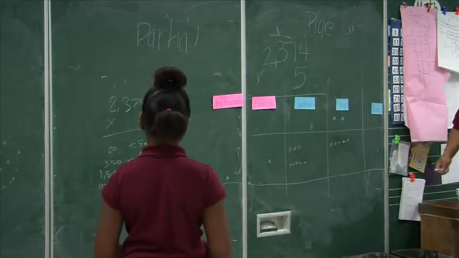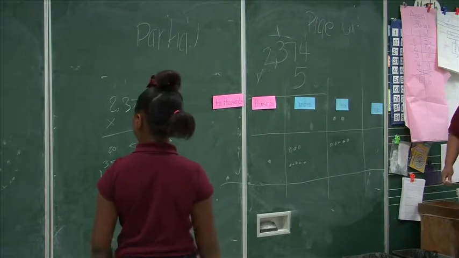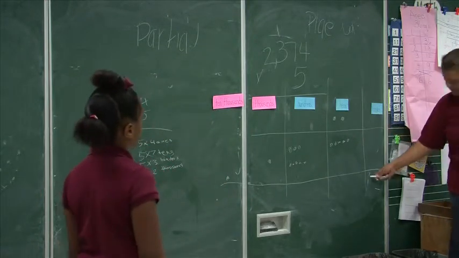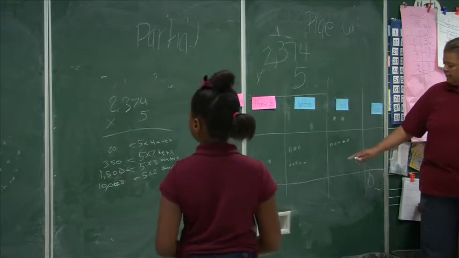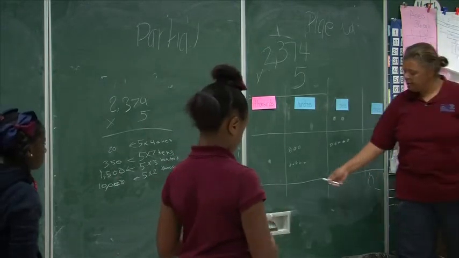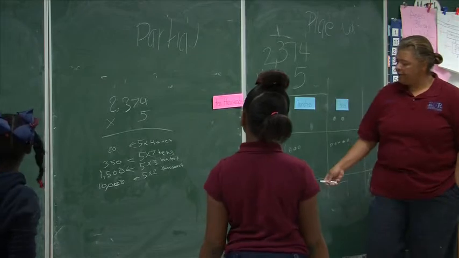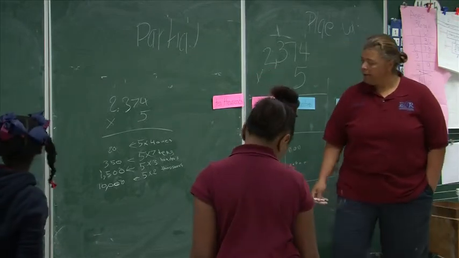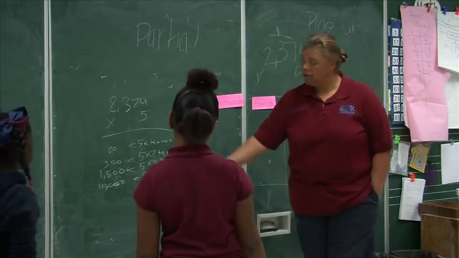Miss Selders can go back and add hers. How many ones does Miss Selders have? Zero. How many tens? Seven. How many hundreds? Eight. How many thousands? One. How many 10,000s? One. Okay, I need you to add yours up.